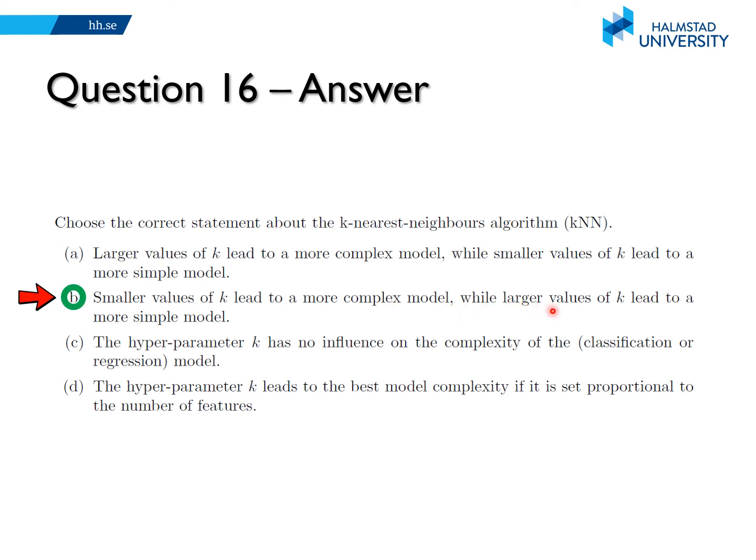And when you choose k to be very large, then this will lead to a simpler model, right? For example, suppose that you set k equal to n, and n is the size of your data set. In this case, this will lead to a very simple model because you will always predict the same output regardless of the input, and the output will be just the average output over your whole data set. So that can lead to underfitting.